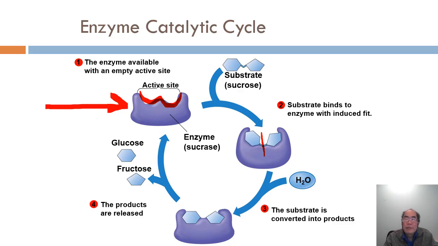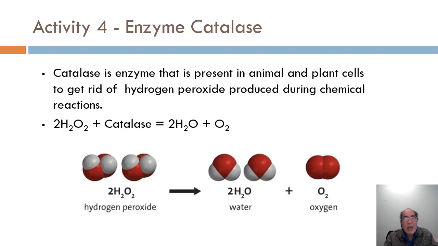All right. Okay, so the enzyme that we will be studying is called catalase. So catalase is an enzyme that is present in animal and plant cells, even some bacteria. And what it does is it breaks down hydrogen peroxide into water and oxygen gas. Okay, so here's the reaction. 2 molecules of hydrogen peroxide plus the catalase enzyme yields 2 molecules of water and oxygen gas.